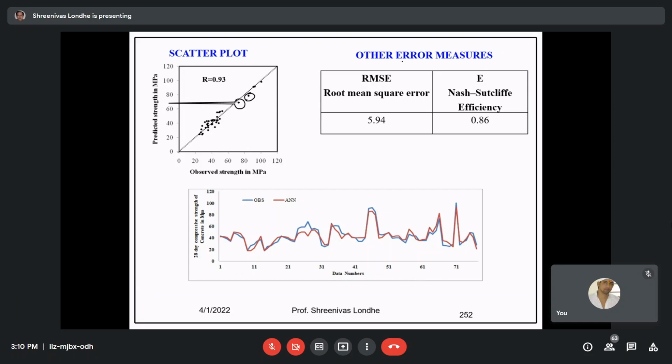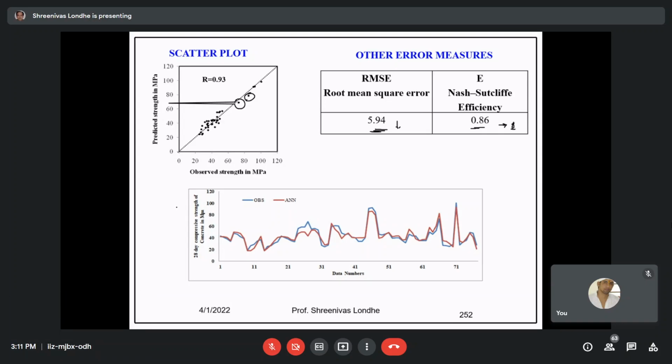Now you can see the error measures also. Root mean square error is 5.94. This is quite low, because root mean square error is very biased towards the higher values. If the residuals, the errors, are very high, then your RMSE value is also very high. So our objective here is to develop a model which has a low RMSE value. You can see a higher value of Nash-Sutcliffe efficiency as well. The closer it is to 1, the better your model. So 0.86 is quite good.